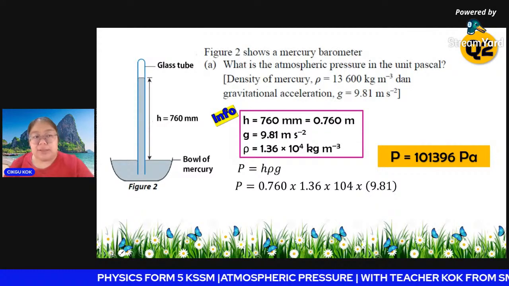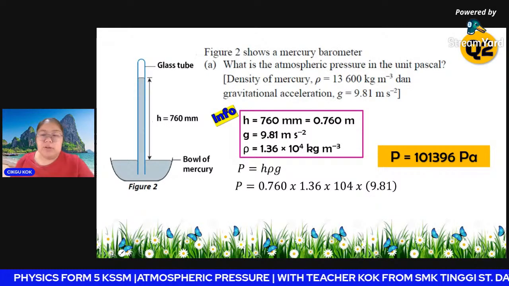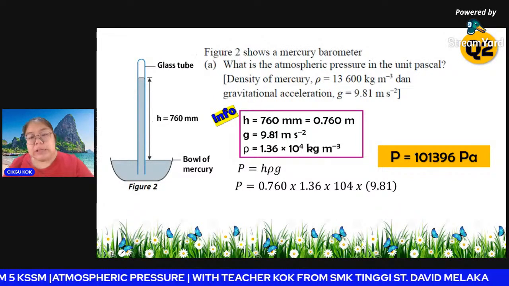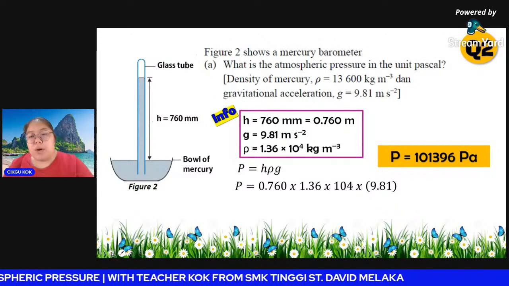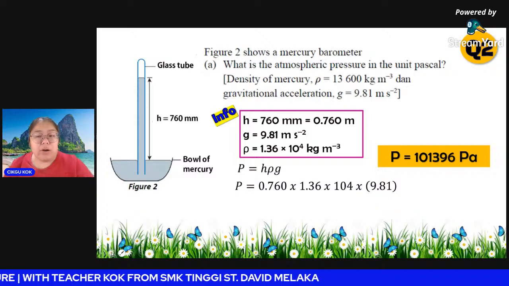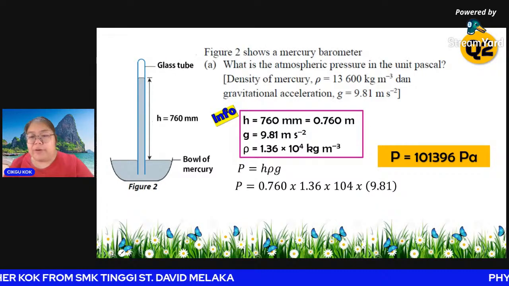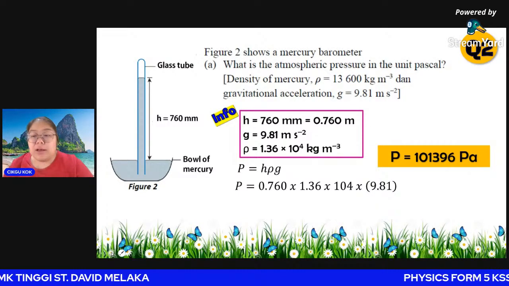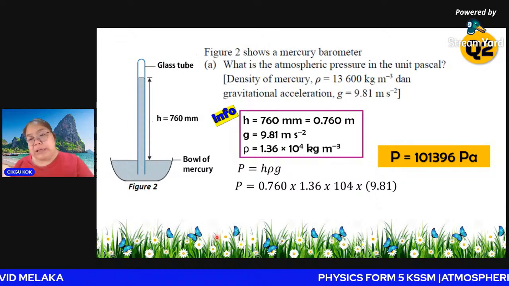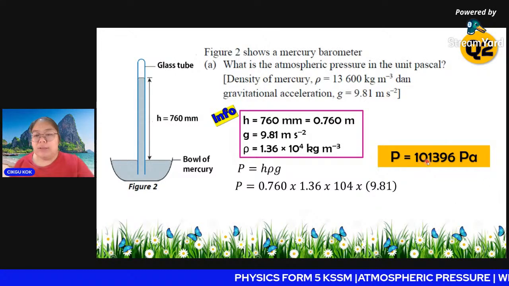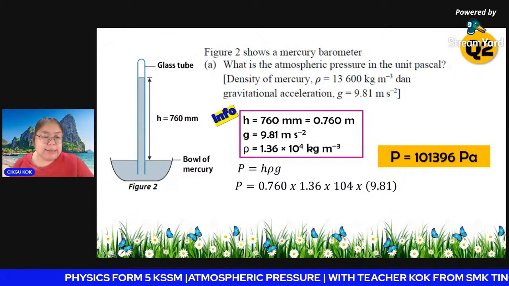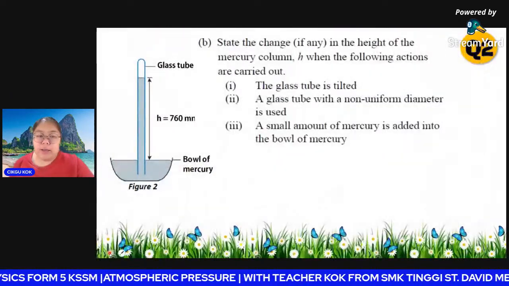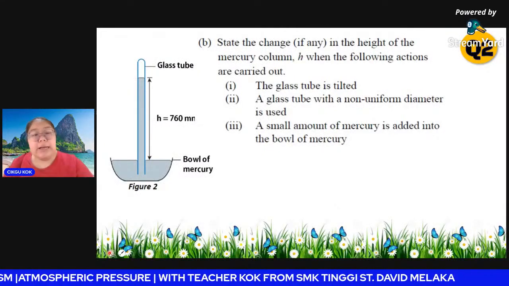101,396 Pascal. Okay, so this one is, if I want to change to standard form, I need to put 1.014, okay, times 10 power of 5. That one is a standard form. If you want to change to kilo also can, then it becomes 101.396 kilopascal. Okay, so now we go through to the second one.